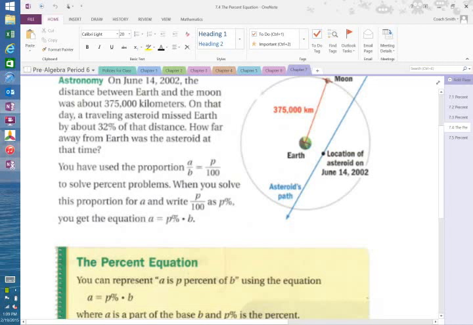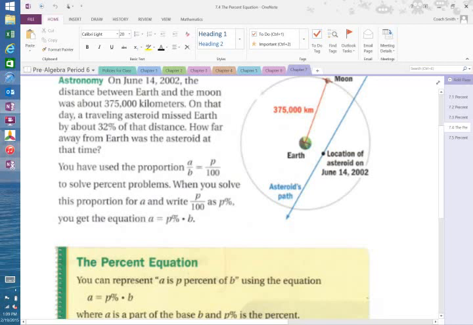Right, 7.4 is talking about the percent equation. It's very similar to what we did the other day with the proportion method, where you had A over B equal P over 100. But today they're going to set it up as a true equation instead of a proportion, and you're going to use the one-step solving equations that we learned in chapter 5 and 6.